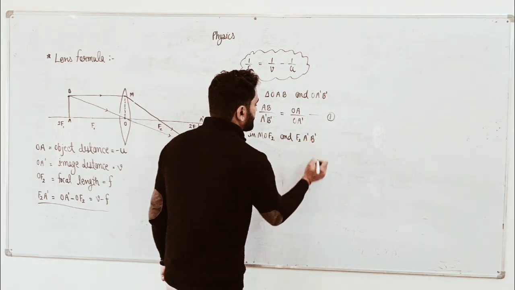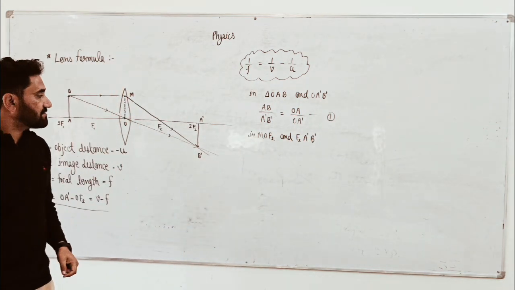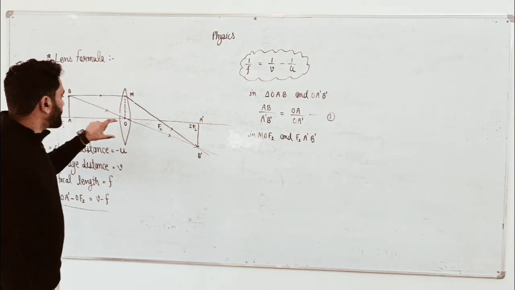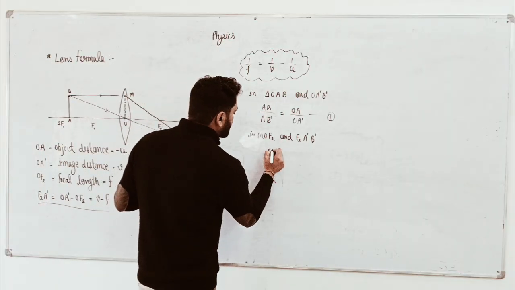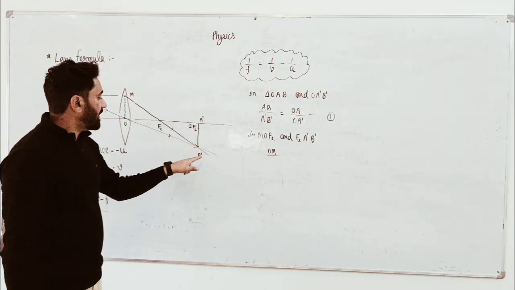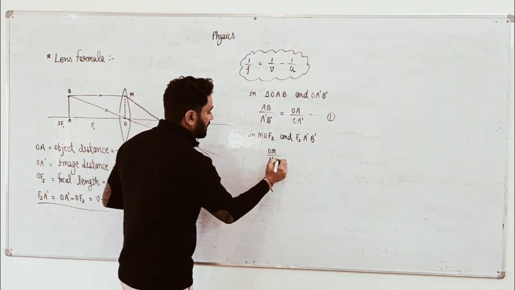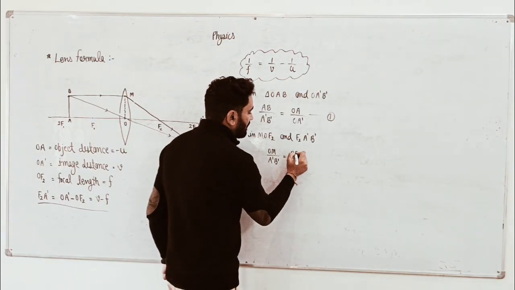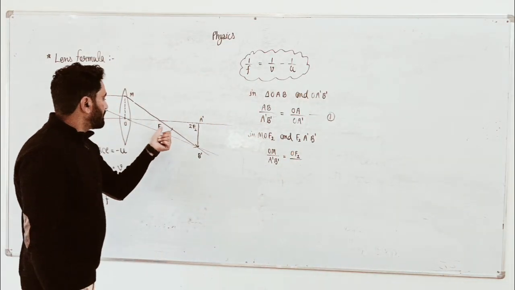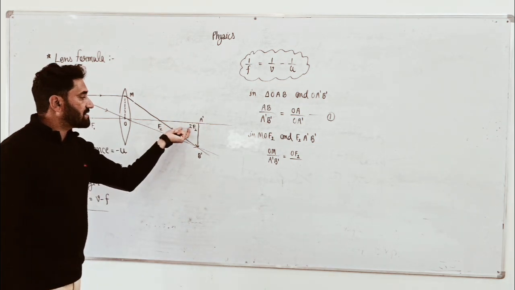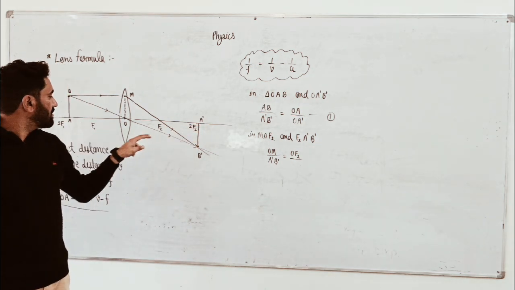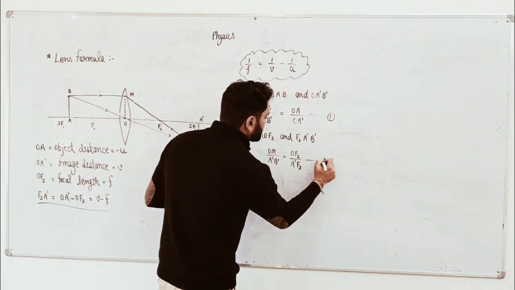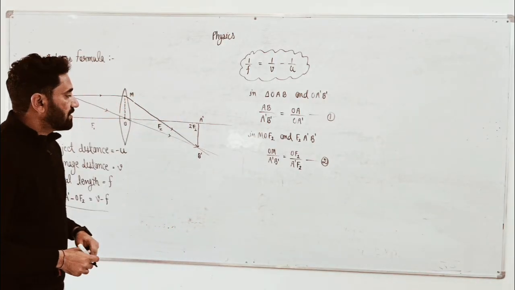F2A dash to B dash. These triangles are also similar triangles, so we can apply this property here as well. So in the first triangle, the OM side will be in the ratio of A dash B dash, and its second side OF2 will be divided by the other side of the second triangle, which is A dash F2. This will be our second equation.